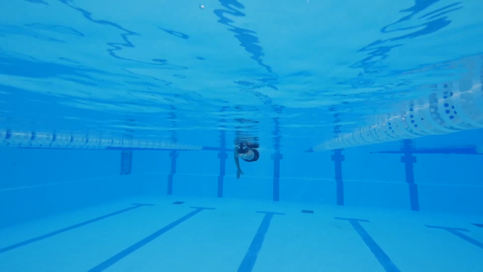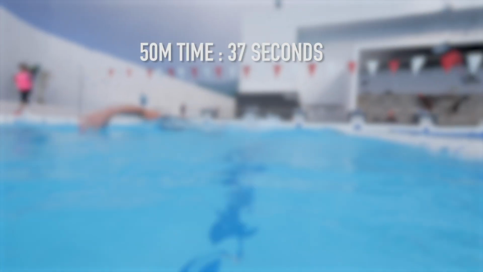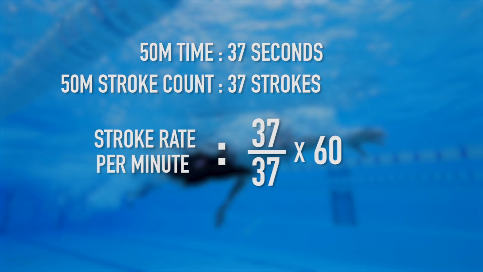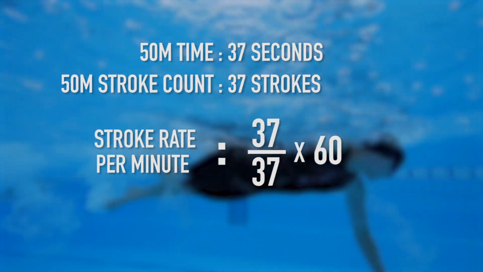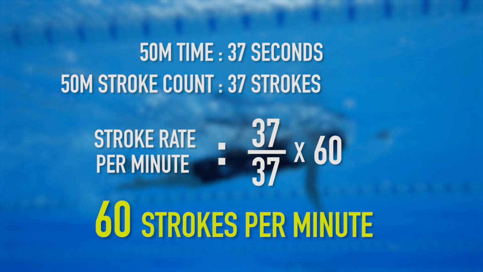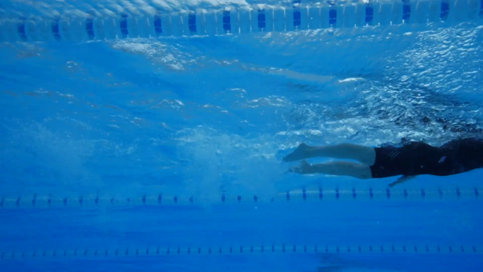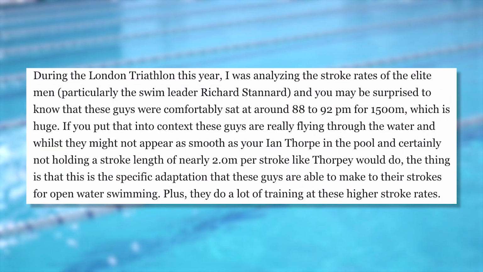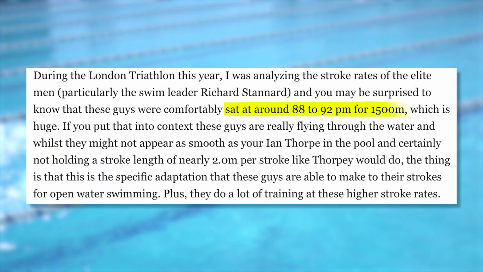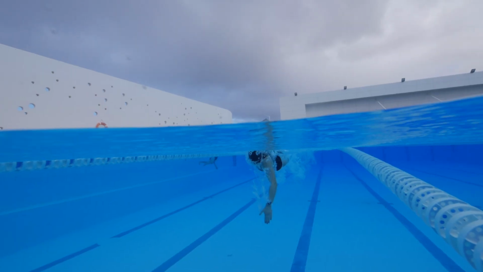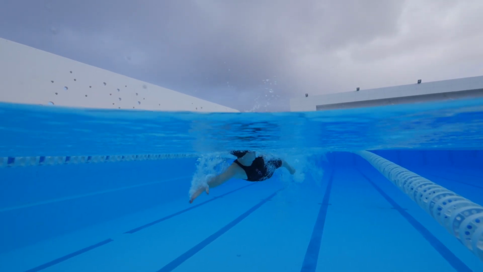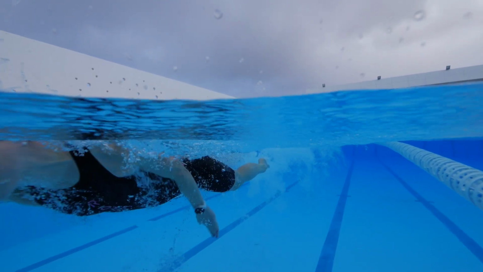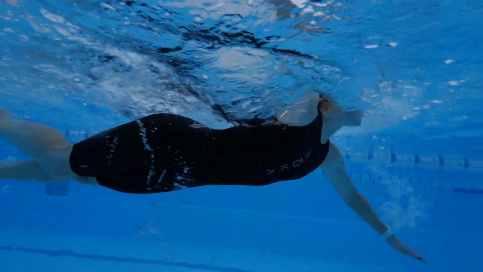Heather's time for the 50 metres was 37 seconds, and she took 37 strokes to complete that, giving her a stroke rate of 60 strokes per minute. Mine, however, was slightly higher at 73 strokes per minute. But research has shown that elite open water swimmers do tend to have a higher stroke rate. Now, admittedly, we're not in a race environment right now, but that being said, we would hope to see a significantly higher stroke rate from Heather. So now we need to have a look at how we can improve her number.